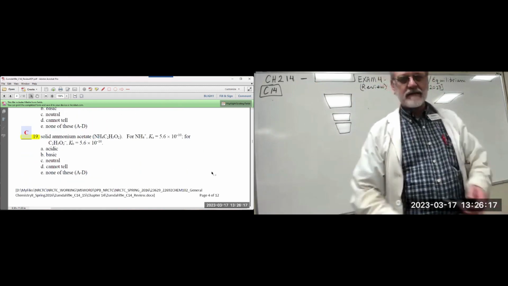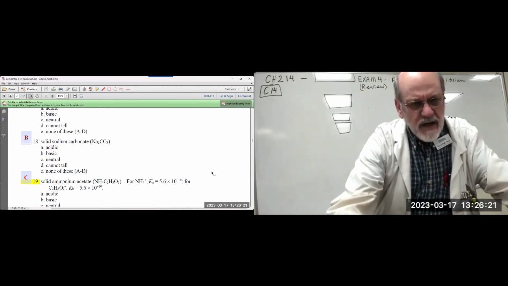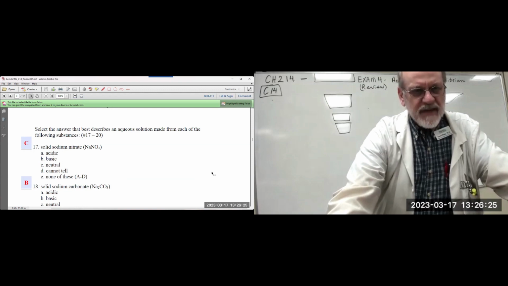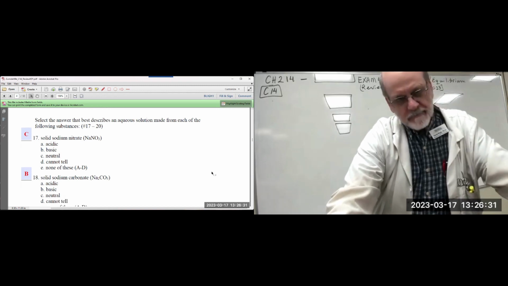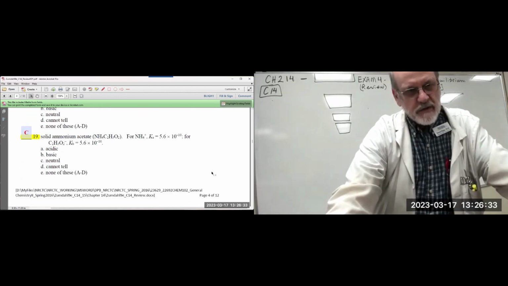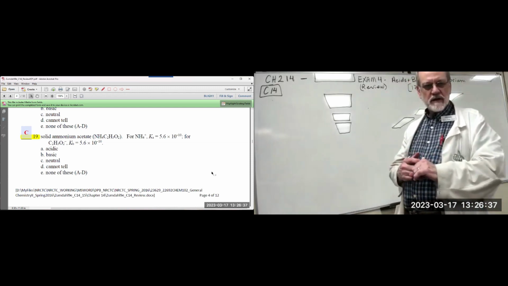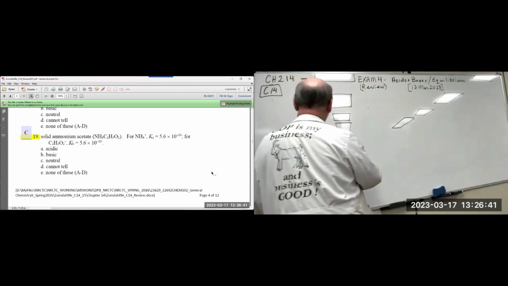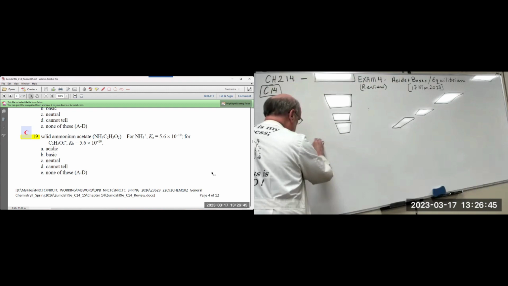Let's see. 19. Does this have some? Okay, 19 is part of this group. Select the answer that best describes an aqueous solution made from each of the following substances. Oh, okay. So we're just going to put this in solution. Solid ammonium acetate goes into solution. Solid ammonium acetate, 19. I'm going to put it down here.